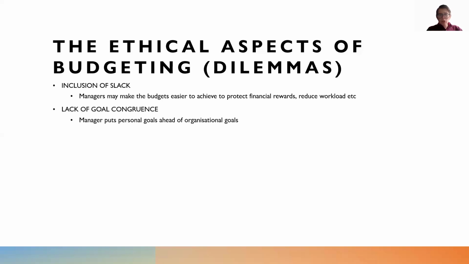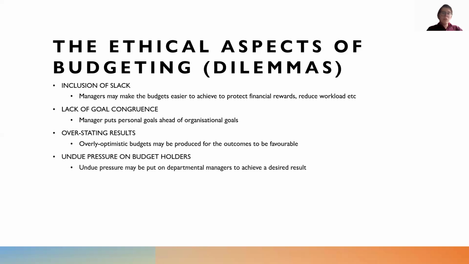It could be through a lack of goal congruence, where a manager puts their personal goals ahead of any organisational goals. It could even be through overstating results. Overly optimistic budgets may be produced so that the outcomes are constantly favourable. It could be due to the undue influence of budget holders. Undue pressure may be put on departmental managers to achieve a desired result.